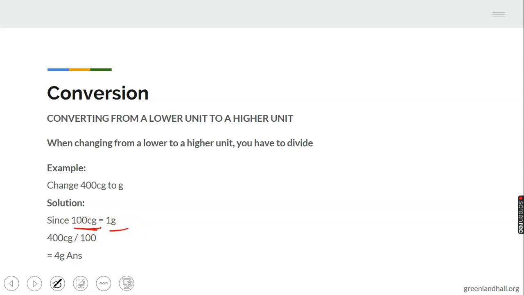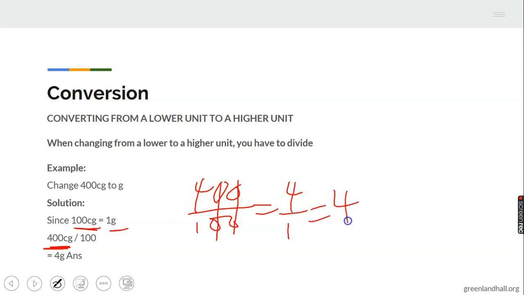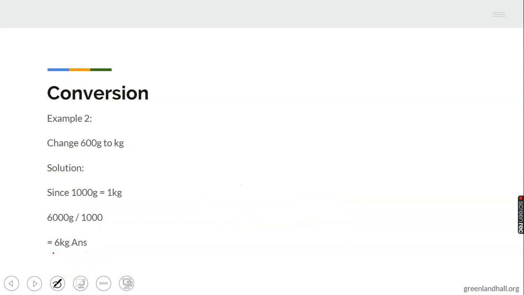So how do we change this 400 centigram to gram? We say the 400 that we have, whatever number you have, divide it by 100. Let's see what we have. 400 divided by 100. 0 cancel 0, 0 cancel 0. So we have 4 divided by 1. And 4 divided by 1 is what? 4. Is that taken? So that's how we got this final answer here. 4 gram as our answer.